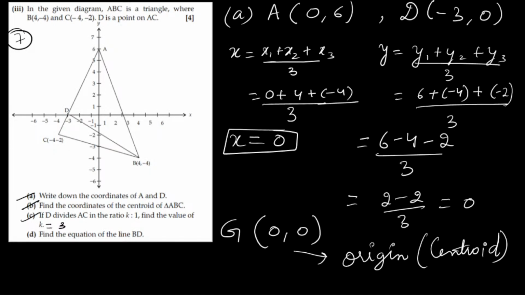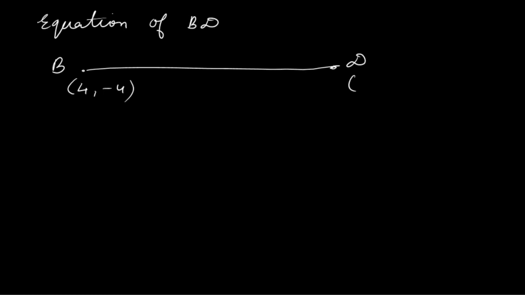And D's coordinates are -3, 0. So we have to write the equation. Okay, the slope is -1. The equation of BD is 4x plus 7y plus 12. Okay, let's see. First of all, we need the slope.